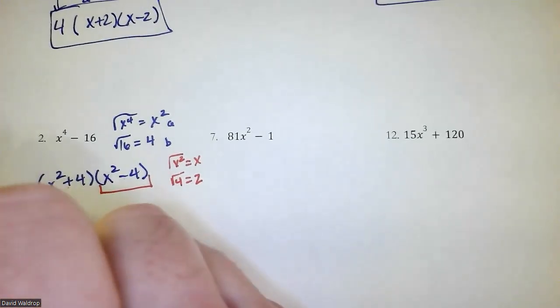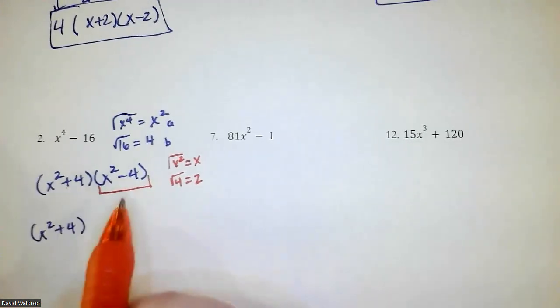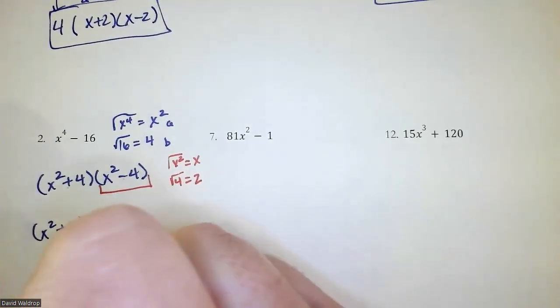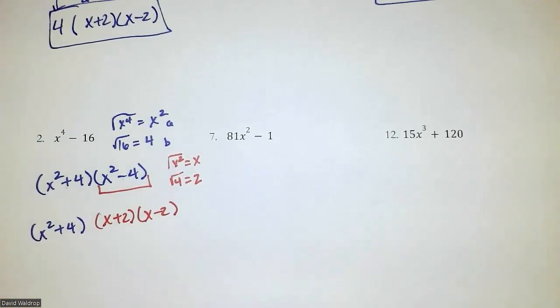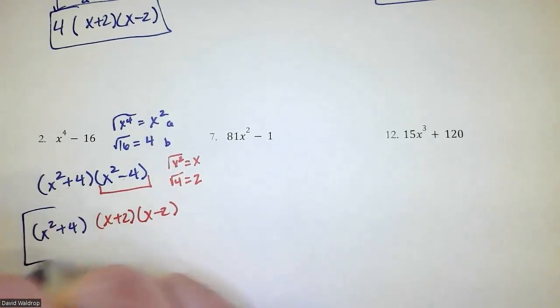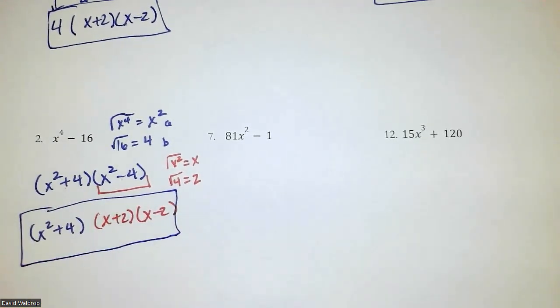So this x squared plus 4 doesn't change, but this I can turn into x plus 2 and x minus 2. So do you see how we had to keep factoring until it was fully factored, until you couldn't factor it anymore? So I had to use the difference of squares twice.